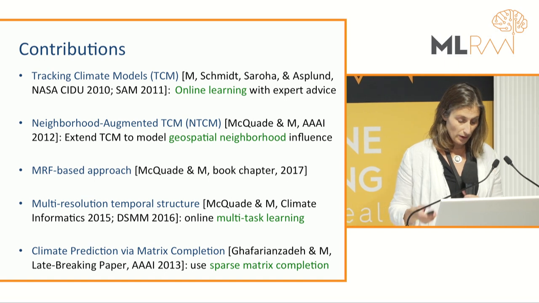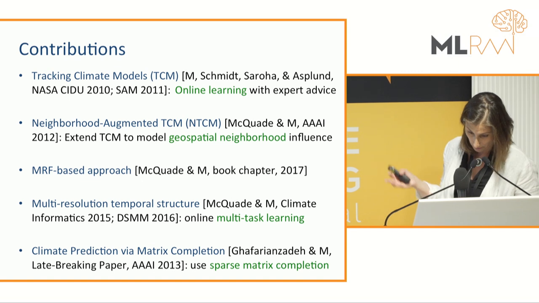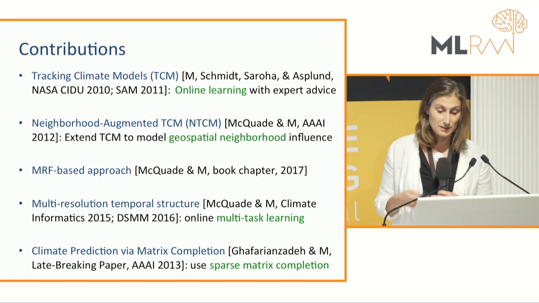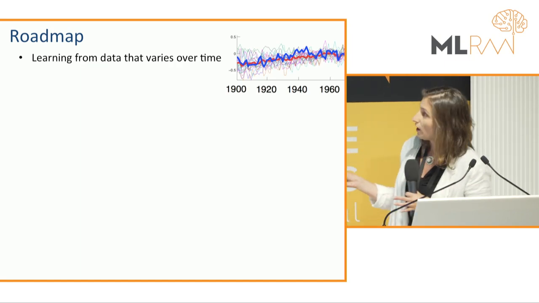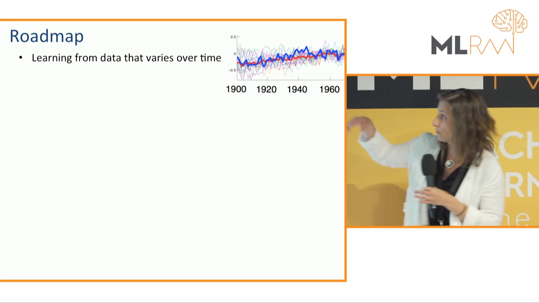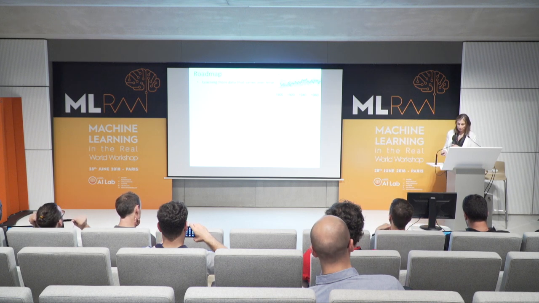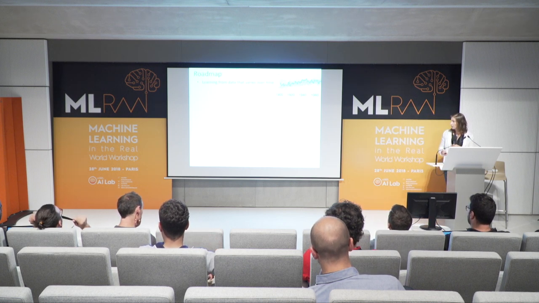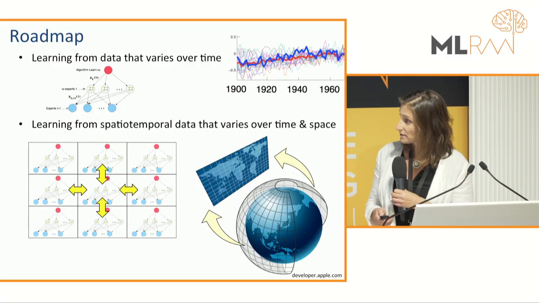Okay, and this has been one of the main thrusts of my work, and probably what I'll spend most of the time on, certainly not going over all of these, but looking specifically now at online learning, let's first just consider time-varying data. So the spatial effects are removed because we've averaged over the whole globe. And so we'll show an approach for learning from data that varies over time, so learning in the non-stationary setting. And where we're going is that we actually have spatiotemporal data that varies over both time and space.